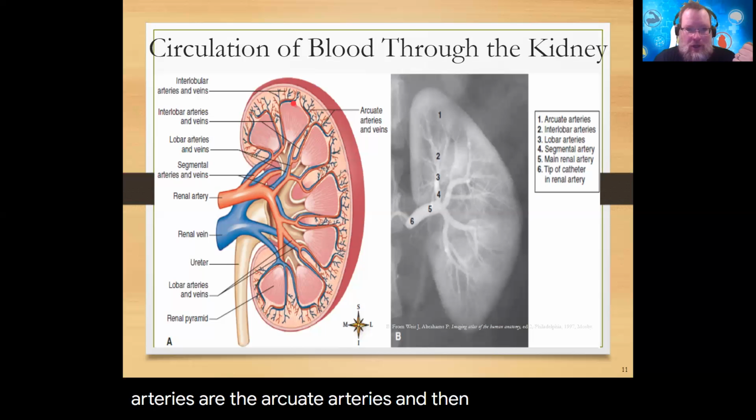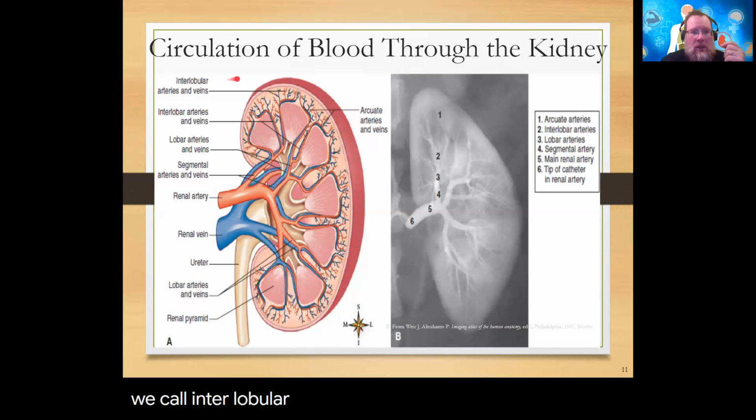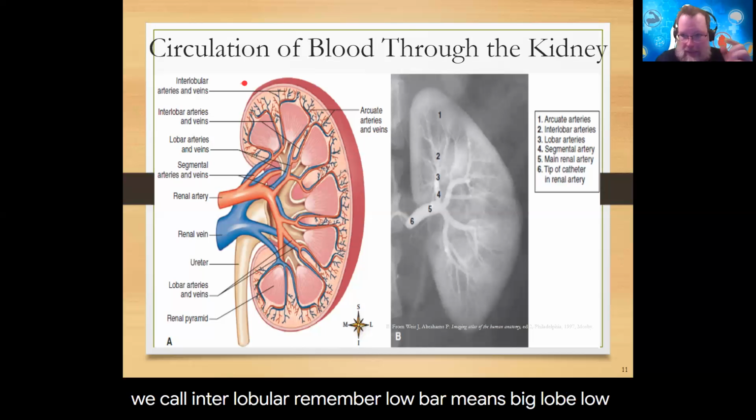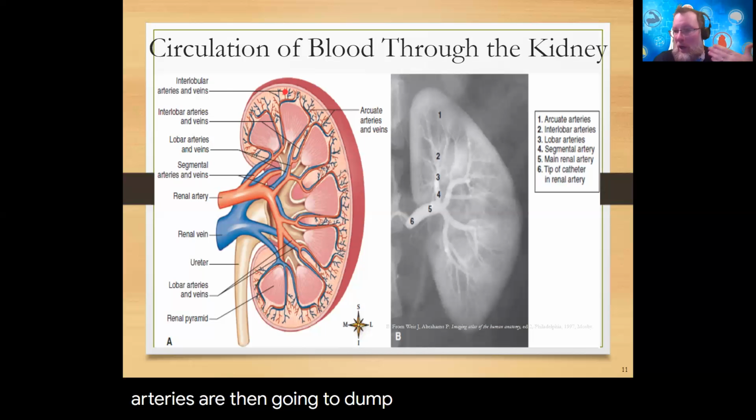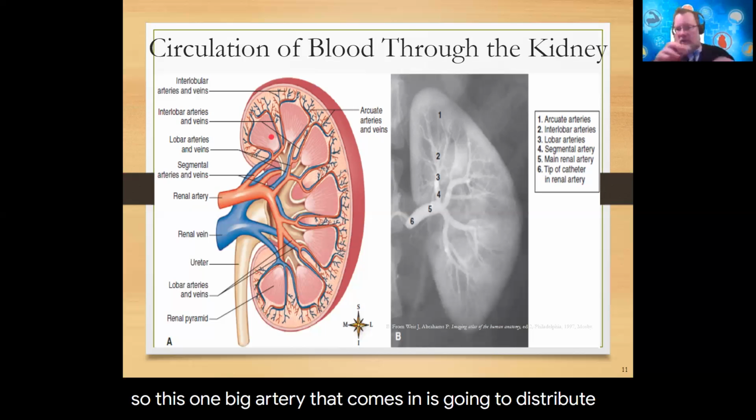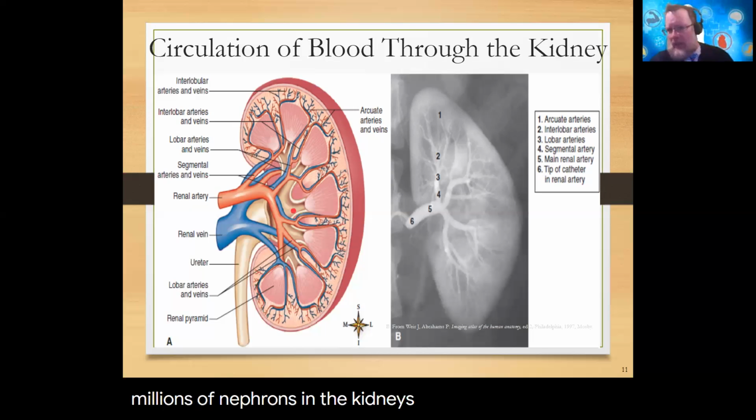And then these arcuate arteries, you can see, are going to branch off into what we call interlobular. Remember, lobar means big lobe. Lobular means little lobes. So these interlobular arteries are then going to dump into an arteriole that will lead us to the nephron or the capillary network. Lot of blood supply, and therefore millions of little nephrons or capillary networks. So we're going to see tons and tons of branches. This one big artery that comes in is going to distribute to millions of nephrons in the kidneys. That's why you see so many different branches or segments. So we have the segmental, and then the lobar, interlobar, and then the arcuate going up over the arch, and then finally the little lobes, the interlobulars.